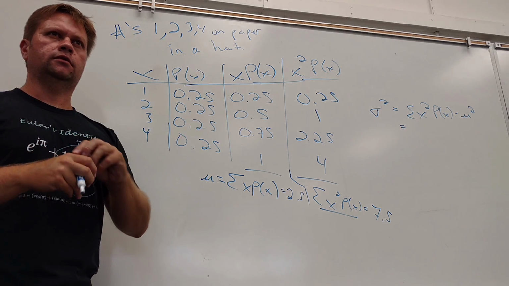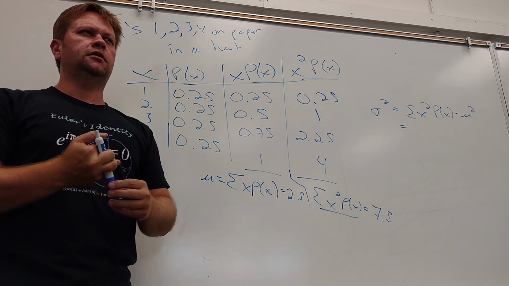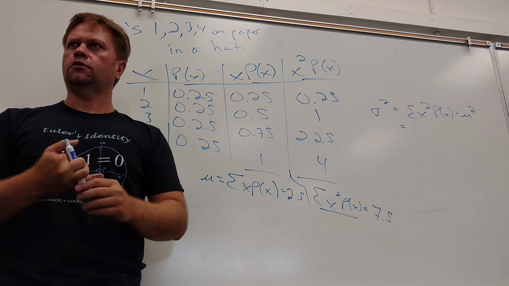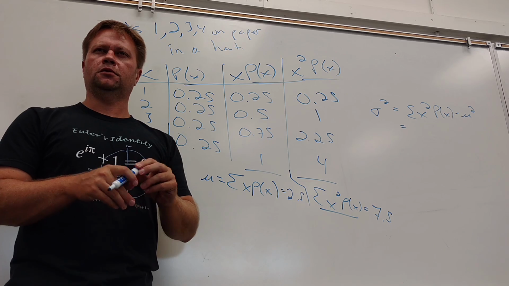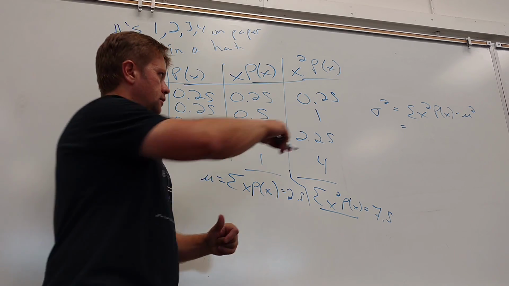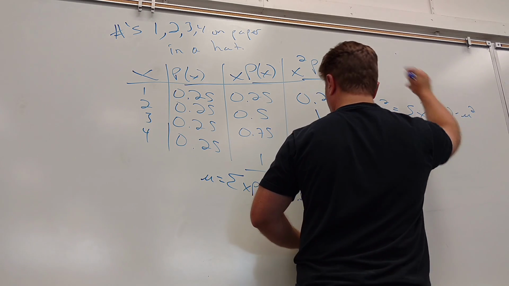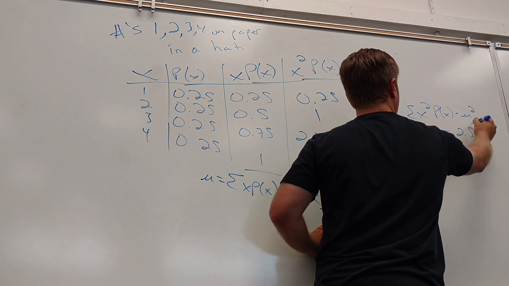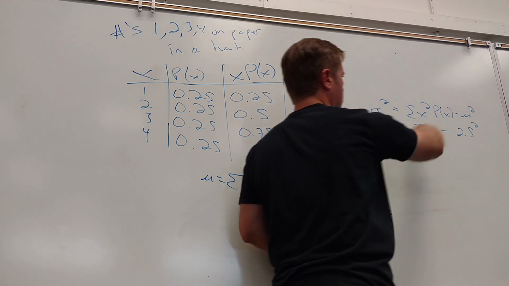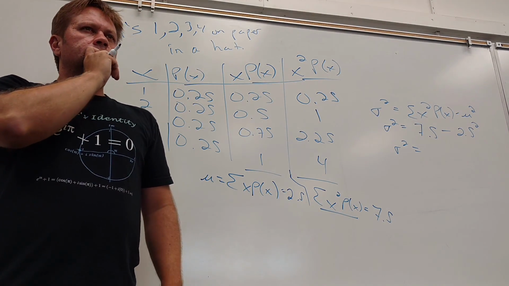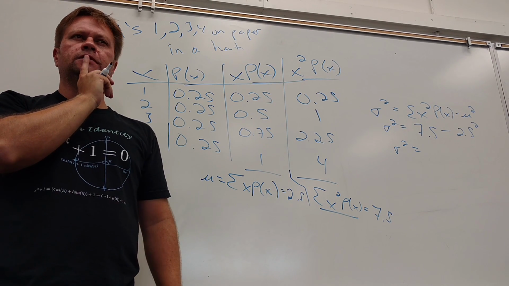Let me stop there for a second. This shouldn't look completely alien unless you are a non-believer in Homer. This should be hopefully familiar looking. Sum of x squared p is 7.5. The mean was 2.5. That's the variance. It's going to be this difference: 7.5 minus 2.5 squared. Is that 1.25?